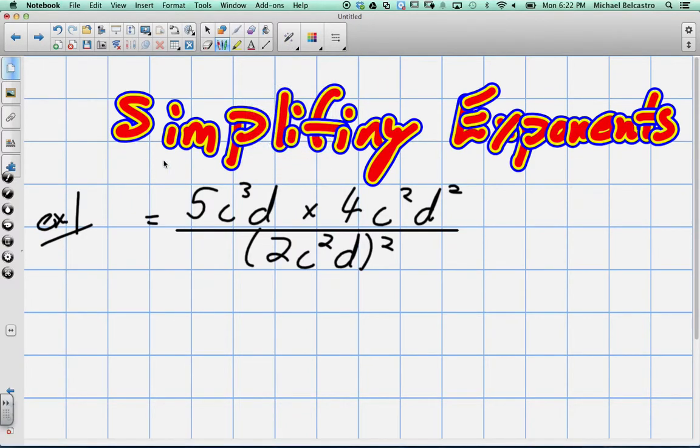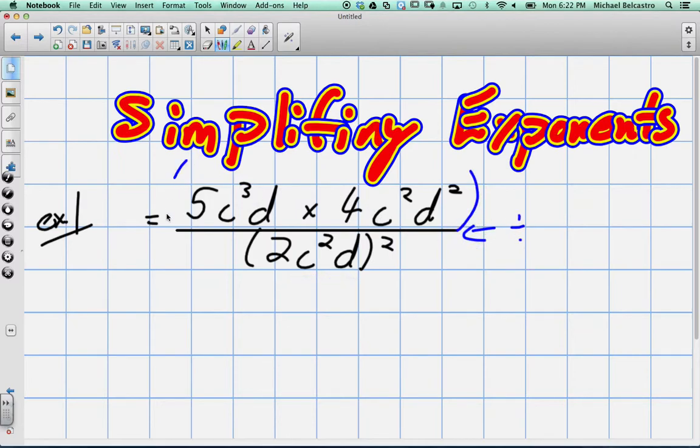So we're going to go through simplifying exponents. These are technically exponents, but the idea is we want to simplify this. And we can't evaluate because they haven't given us any values for C or D, right? So all I can really do is make a simplified one expression, okay? So this fraction really means division.